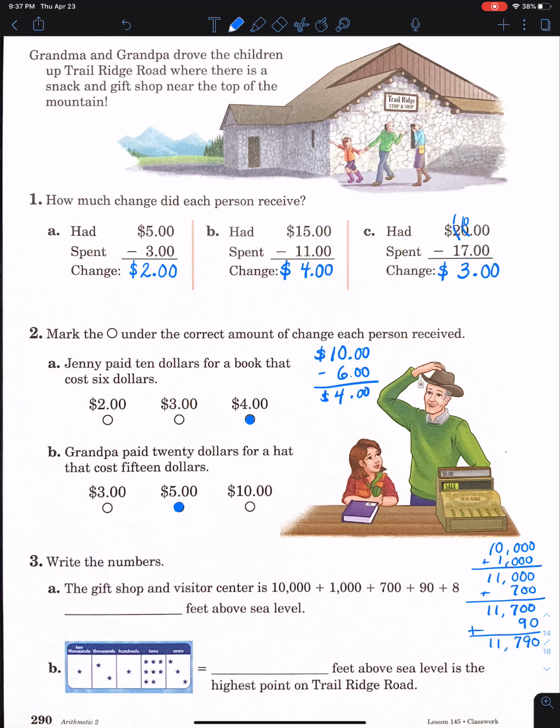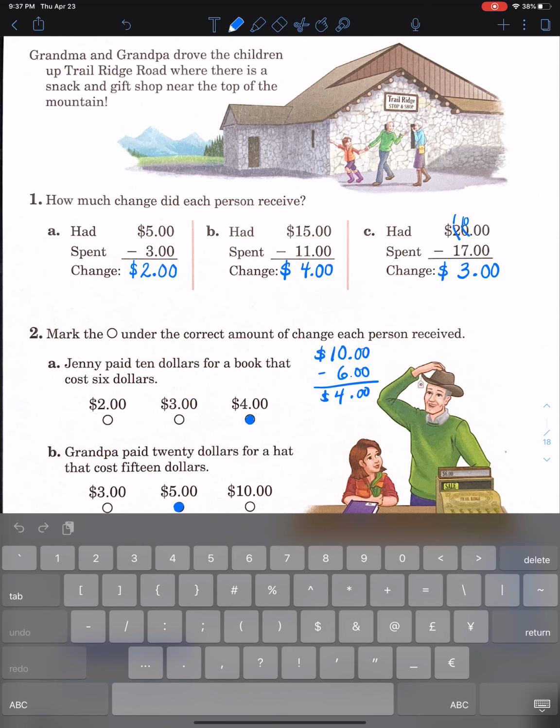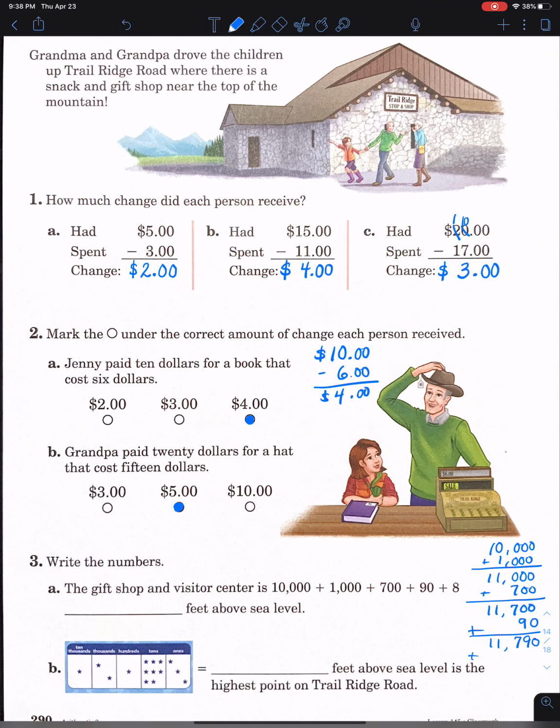And then if we add the 8, it will be 11,798. Okay, so when you put that number all together, it's 11,798 feet above sea level.